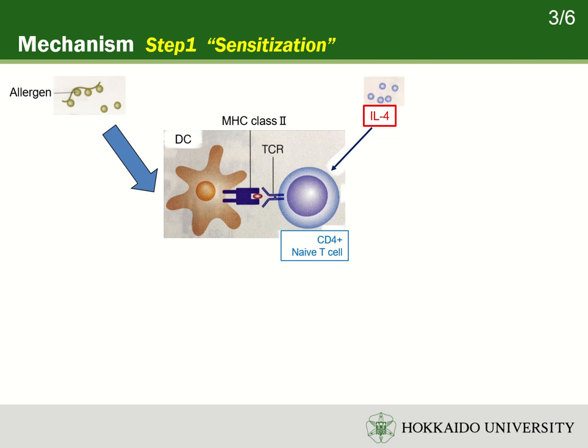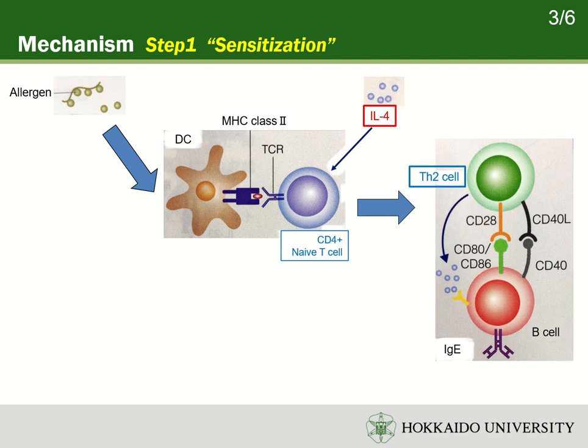CD4 plus naive T cells differentiate into Th2 cells under the action of IL-4, a cytokine. Th2 cells activate B cells by binding CD40 ligand to CD40 receptors on B cells and co-stimulating them. In addition, Th2 cells release cytokines such as IL-4 and IL-13 to promote B cell differentiation and proliferation.